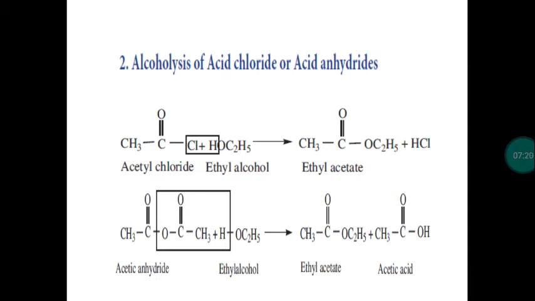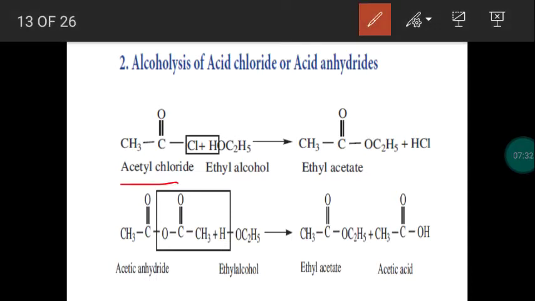Next one, alcoholysis process. So we can prepare ester based on the alcoholysis of acid halide and acid anhydride. First, we take acetyl chloride as well as acetic anhydride. So both acetyl chloride and acetic anhydride are added with alcohol. The process is alcoholysis process. We get the same ester, ethyl acetate. In the first reaction, there is a liberation of hydrochloric acid. Second reaction, there is a liberation of acetic acid.